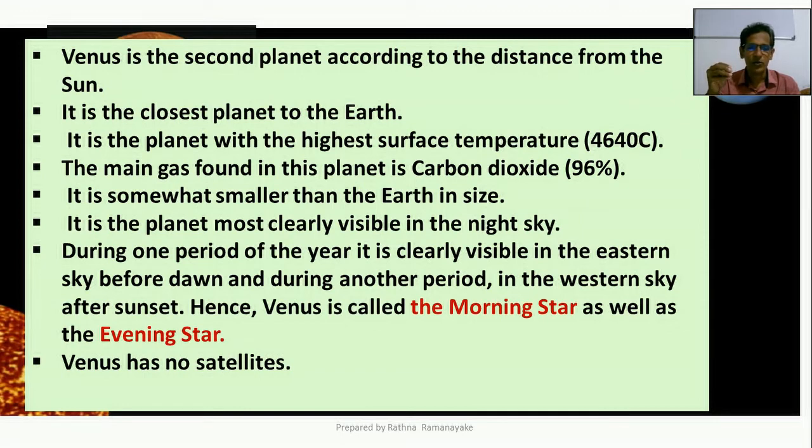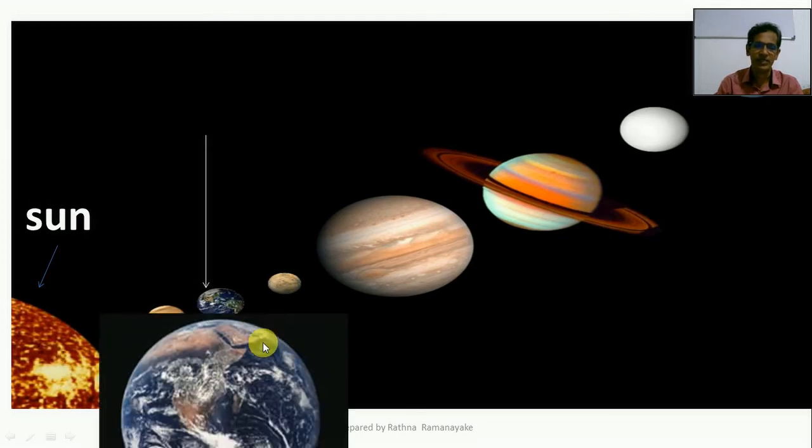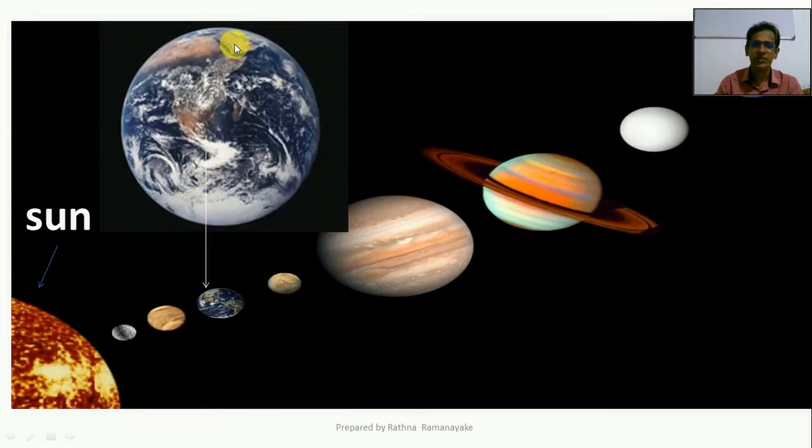Venus also has no satellites. It has no satellites, right? Then both Mercury and Venus don't have natural satellites, right? Now let's pay attention to Earth, the third planet from the Sun. Earth, right? It is visible from space in blue color, so it is known as the blue planet.